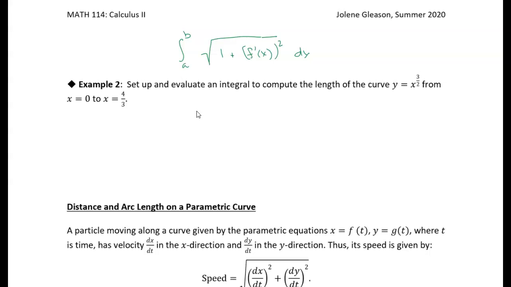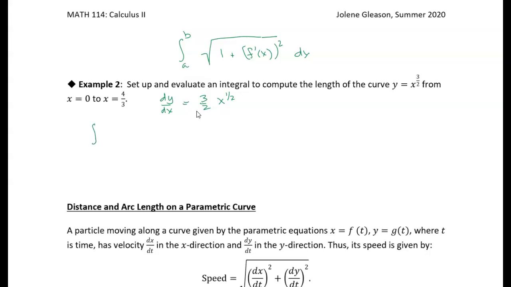So now the first thing we need is the derivative of this curve. I'm just going to do dy/dx, same as f prime of x. We're going to end up with 3 halves x to the 1/2. So there's our derivative, and now we just need to plug it into our formula.